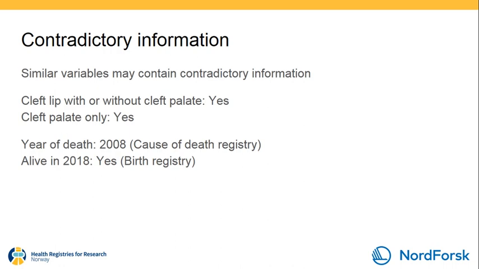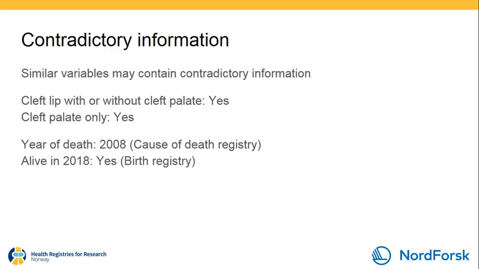You could also have, for example, two different registries. So you could have year of death is 2008 from the cause of death registry, and then you have a variable that says alive in 2018, yes, from the birth registry, right? So the birth registry believes that this individual is alive in 2018, and the cause of death registry thinks they died in 2008. So they can't be true at the same time.